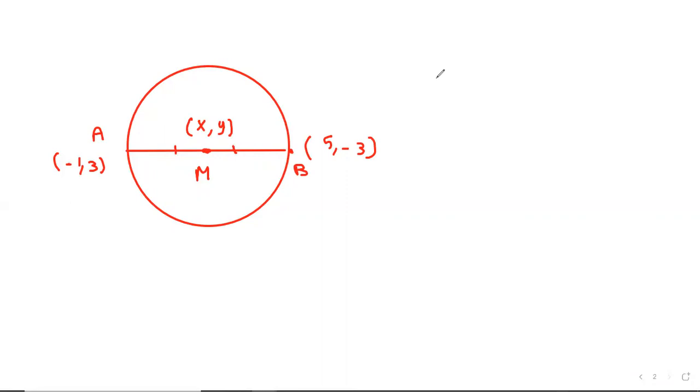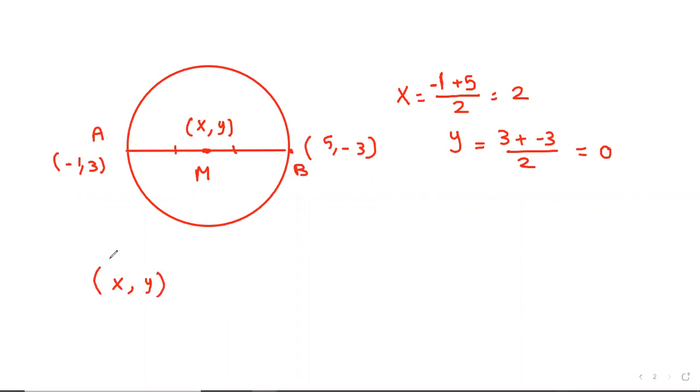So to get the x coordinate, it's -1 plus 5 divided by 2. This is the midpoint. It will be 2 divided by 2, which is 2. So the X coordinate is 2. What about the Y coordinate? Y is y1 plus y2 divided by 2. So it's 3 plus -3 divided by 2. 3 plus -3 is 0 divided by 2, so it's 0. So the midpoint here, we can get the midpoint X and Y.